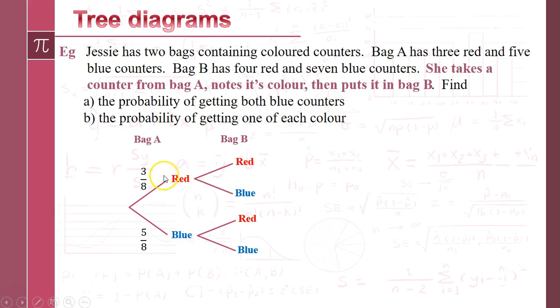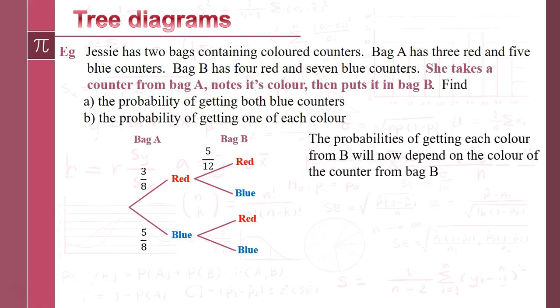Now we need to think, well, if we get a red counter, what's the probability we're going to get a red from bag B? So if we now have a look, well, bag B originally had 4 red, it's now got 5 red. And instead of having 11 counters, it's now got 12 counters. So that probability there is going to be 5/12. And if that one's 5/12, that means I've got 7 out of 12 are blues.